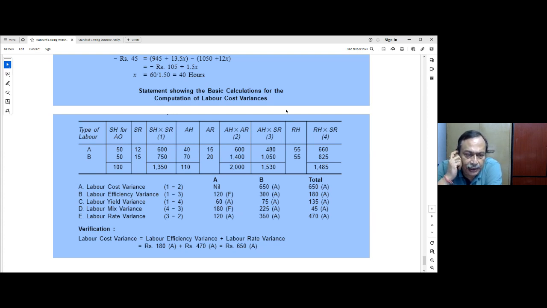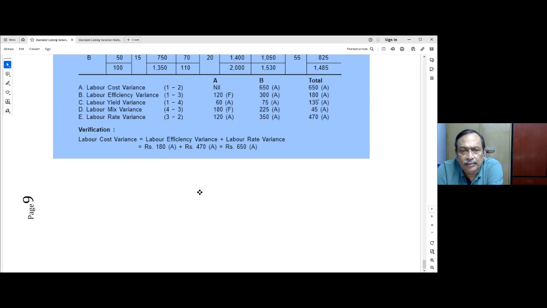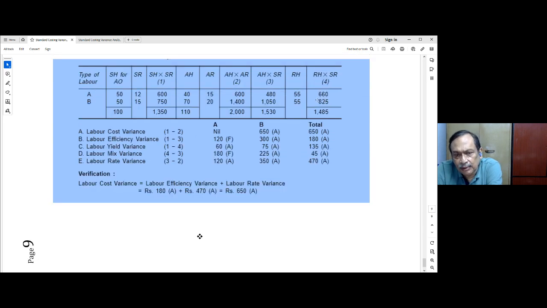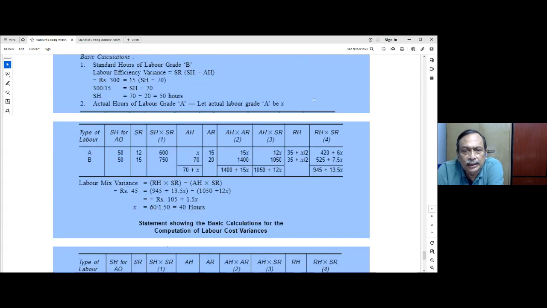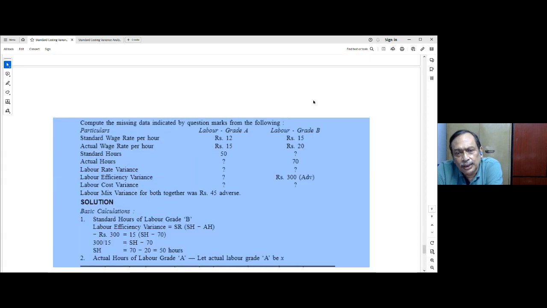Verification: labor cost variance is equal to labor efficiency variance plus labor rate variance. That is 180 adverse plus 470 adverse. That is 650 adverse.